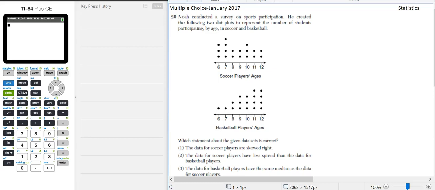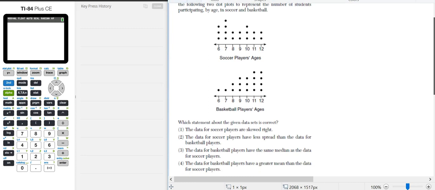This is question number 20 from the January 2017 Algebra 1 Regents. Noah conducted a survey on sports participation. He created the following two dot plots to represent the number of students participating by age in soccer and basketball. Then we have the two dot plots. Which statement about the given data is correct? Then we have choices 1, 2, 3, and 4.